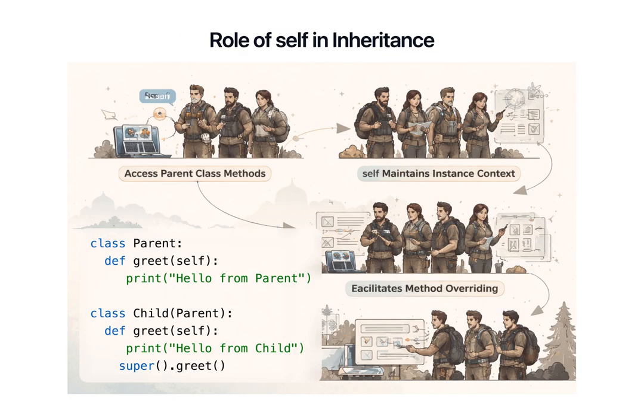In inheritance, self plays a key role in accessing parent class methods while maintaining the instance context. It allows method overriding and ensures methods are resolved correctly in the class hierarchy.